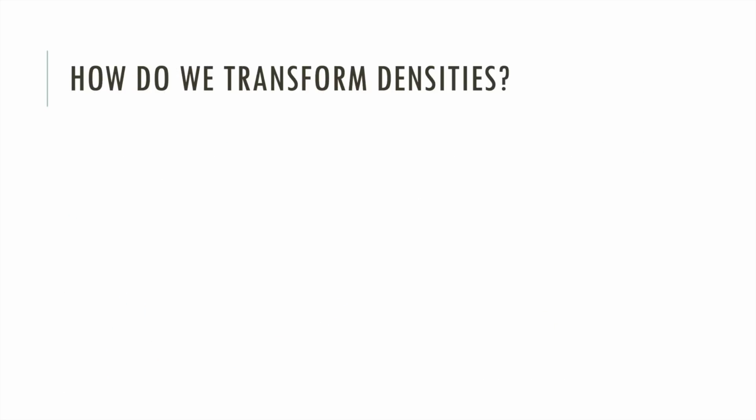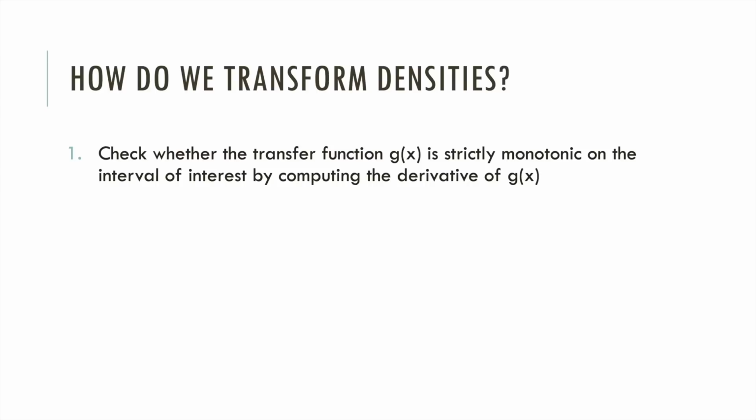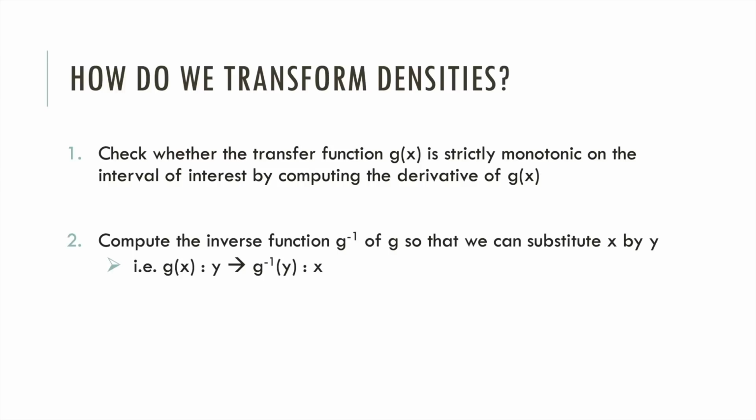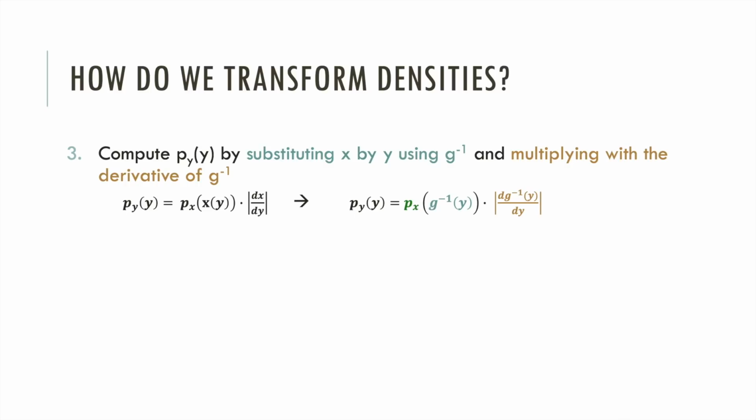So how do we transform densities? Step 1 is to check whether the transfer function g(x), which explains the relation between both variables, is strictly monotonic on the interval of interest by computing the derivative of g(x). We will do this later in an example. Then we compute the inverse function of g so that we can substitute x by y. An example of this is shown here. Step 3 is to compute p_y of y by substituting x by y using the inverse function and multiplying with the derivative of that inverse function, as seen here.